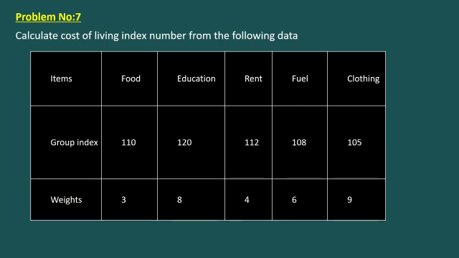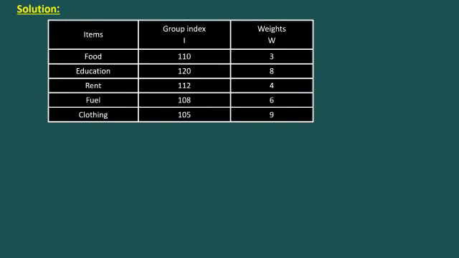Next question. Calculate cost of living index number from the following data. Let's solve the problem. We are given group index, which is denoted as I, and weights assigned to various items such as food, education, rent, fuel and clothing are mentioned. So when group index is given along with weights in a problem, consumer price index number or cost of living index number can be found by using family budget method.